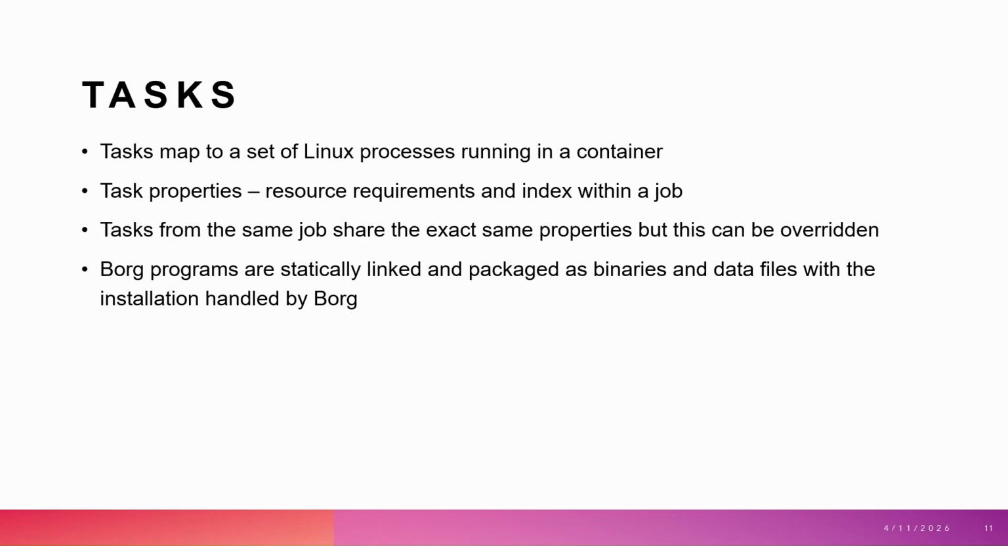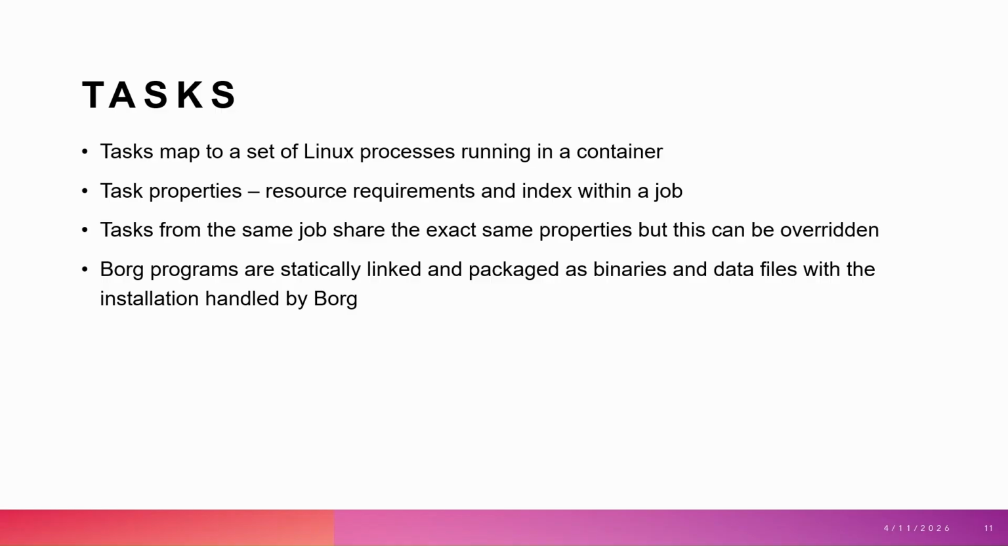Now we have tasks. As mentioned before, tasks are these programs that run, and each of these tasks maps to a set of Linux processes running in a container. In the paper, they mentioned that they don't use VMs because of the cost, and because the hardware that they invested in at the time didn't support virtualization. Tasks can also have properties such as resource requirements and the index or position within a job.